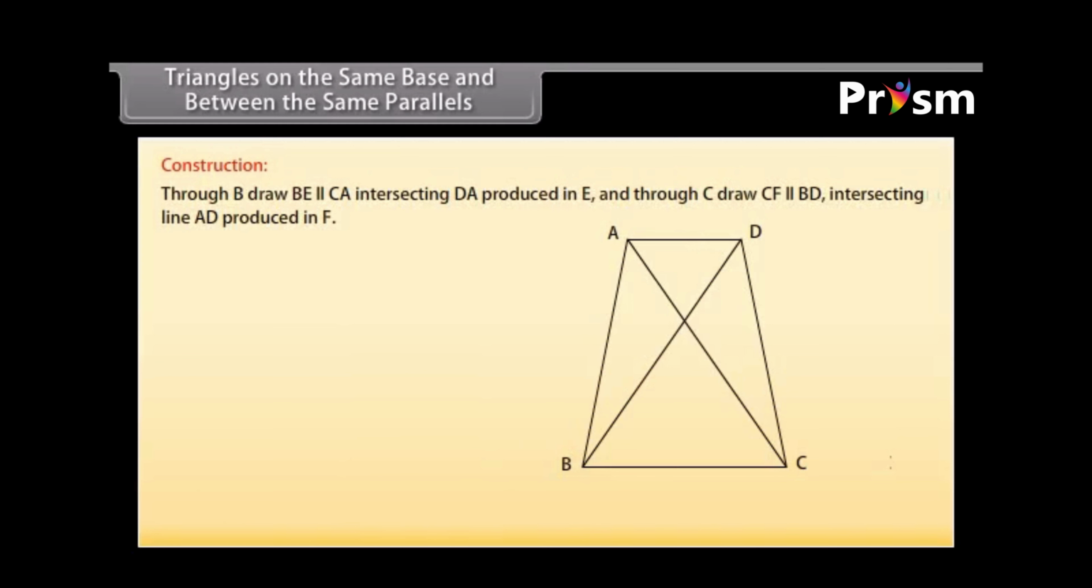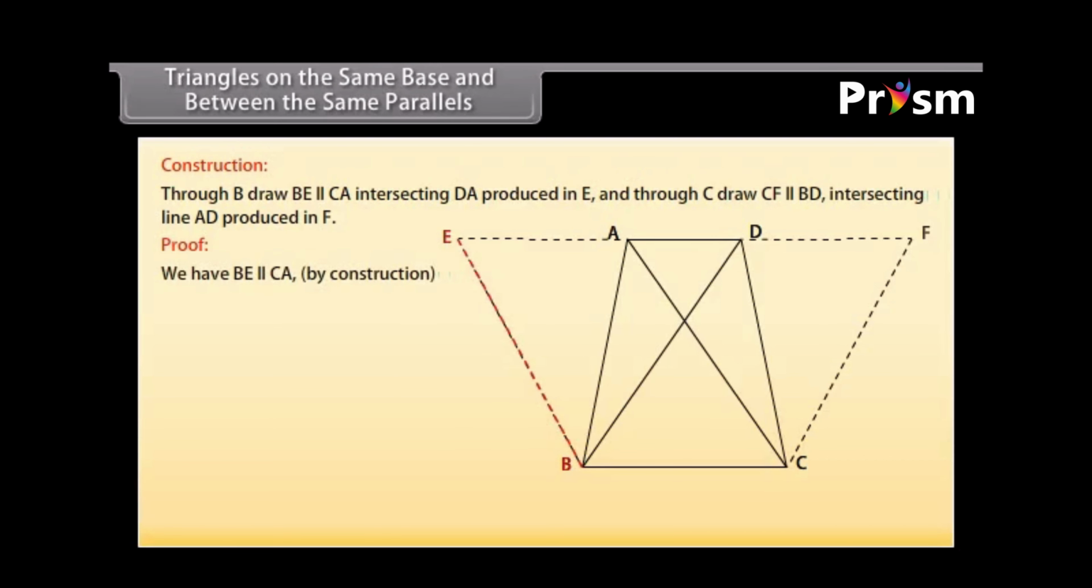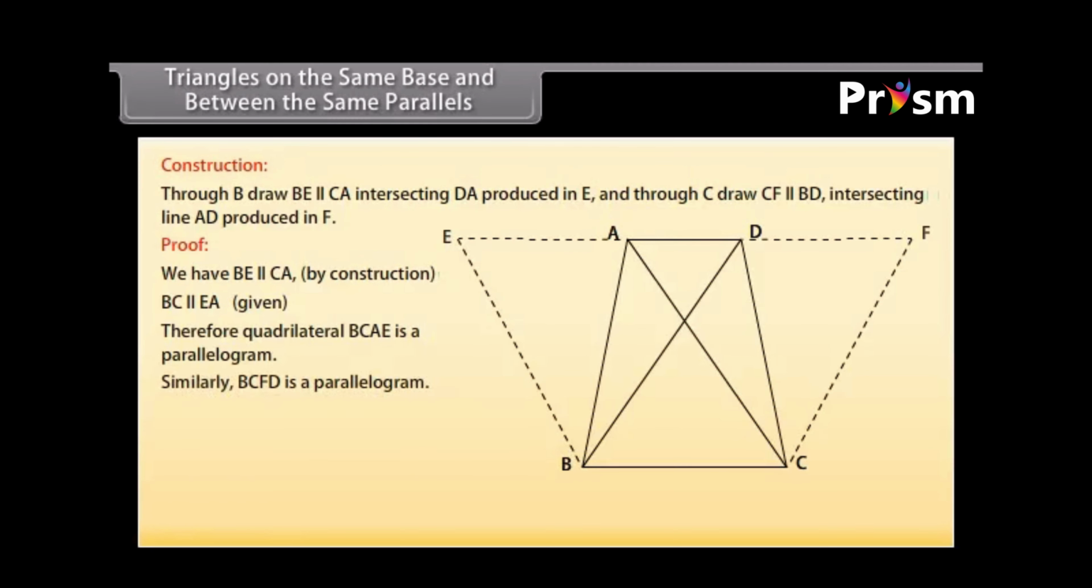Construction. Through B, draw BE parallel to CA intersecting DA produced in E, and through C, draw CF parallel to BD intersecting line AD produced in F. Proof. We have BE parallel to CA by construction, and BC parallel to EA. This is given. Therefore, quadrilateral BCAE is a parallelogram. Similarly, BCFD is a parallelogram.